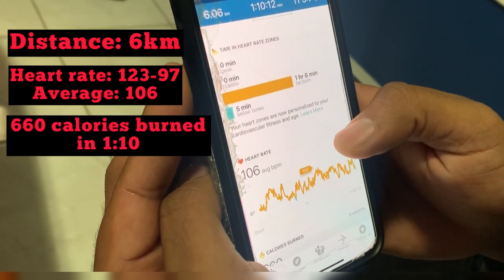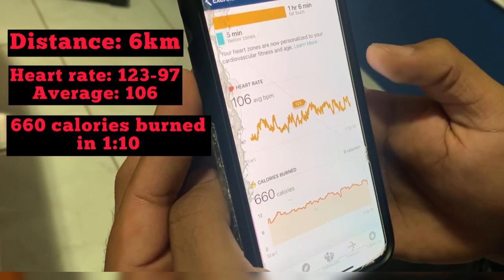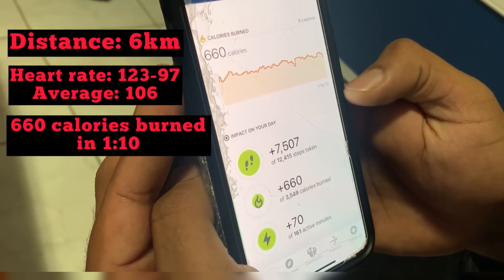And how many calories did we burn? We burned 660 calories. Okay, and what was the duration of the workout? 1 hour, 10 minutes, and 12 seconds. Okay, perfect. Thank you for sharing that.